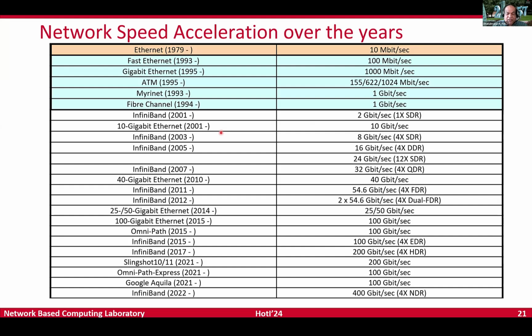And similarly, Ethernet was also introduced at the same time. The payload was 10 gigabits per second, but it was using 8b/10b, so actually the physical layer was 12.5.